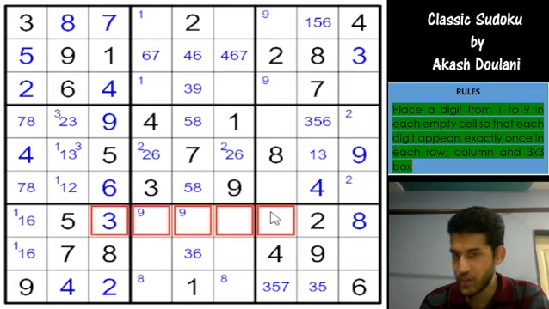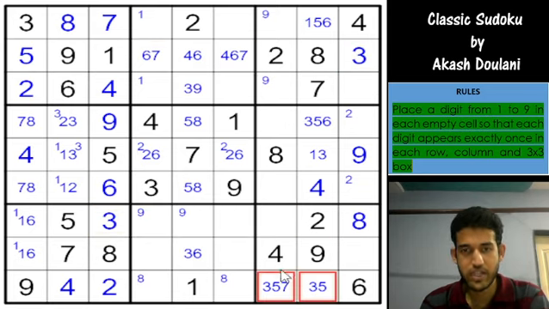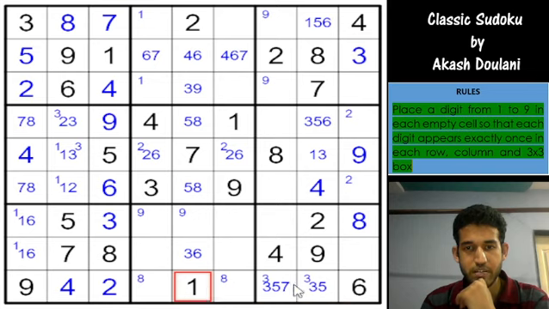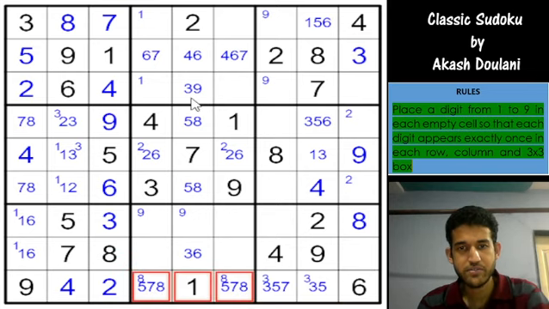So 3 is not in row 7, 3 is not in column 9. So that allows me to mark a corner pencil mark of 3 here. 1, 3, 6, 2, 4, 9. So these two cells must be 5, 7, 8.